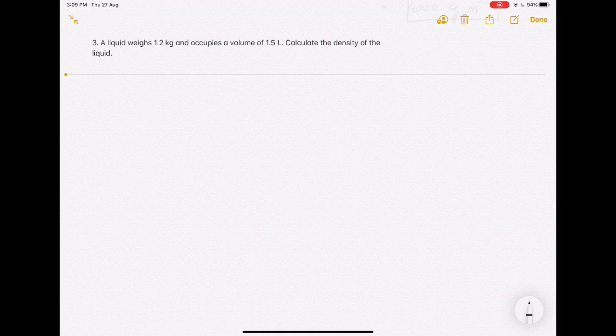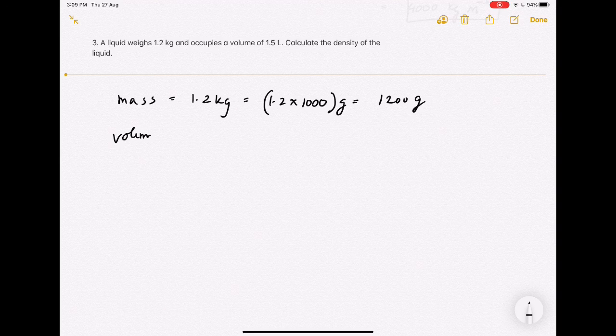So here let us convert the mass given, which is 1.2 kilogram, as grams. So this will be 1.2 into 1000 grams, which is equal to 1200 grams. And volume, which is given as 1.5 liters, you can convert this into milliliter. So 1.5 into 1000 milliliters, so 1500 milliliters.